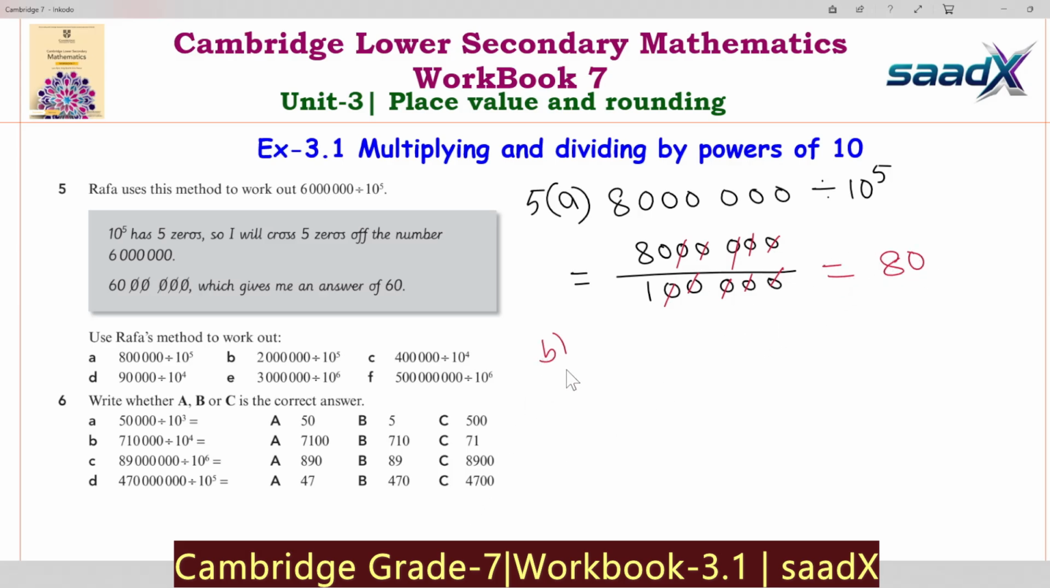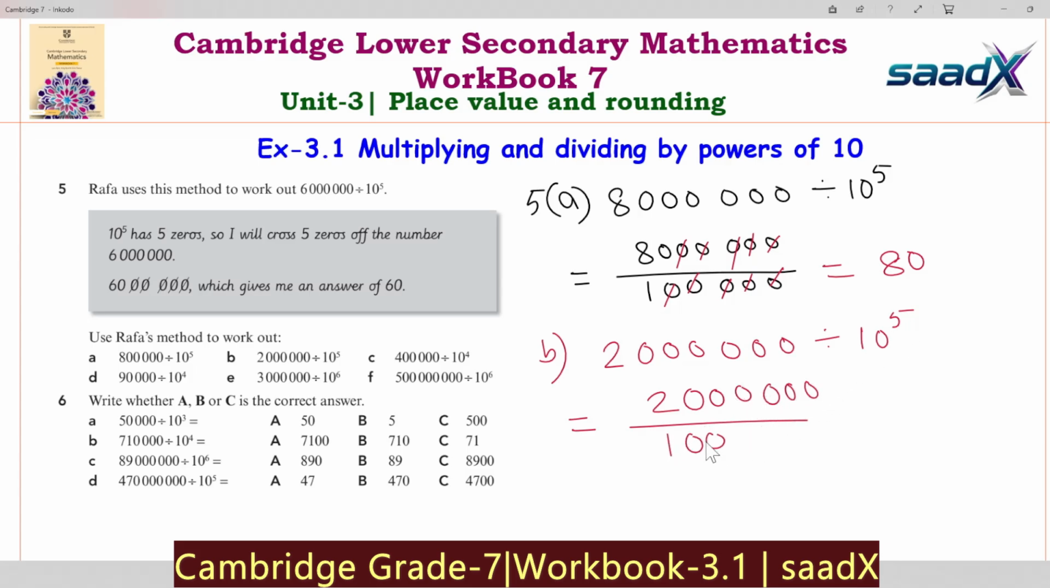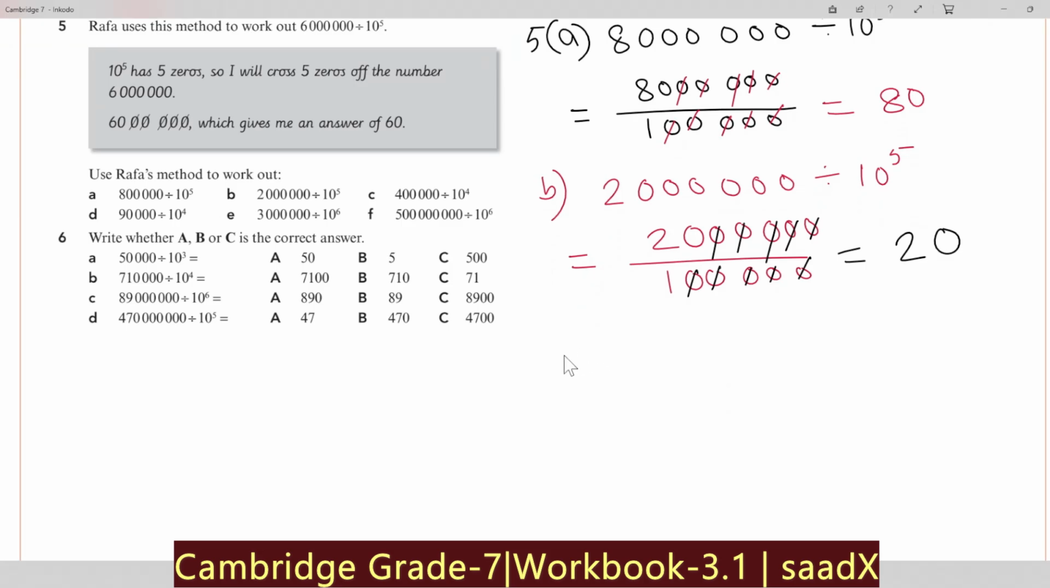Okay, now number B. Here is 2, then 6 0 1 2 3 1 2 3, right? Divided by 10 to the power 5. So we can write 2 1 2 3 1 2 3, and 10 to the power 5 will be 1 1 2 1 2 3. So 5 0s we can cancel one by one. So our answer is what? 20. Very simple.